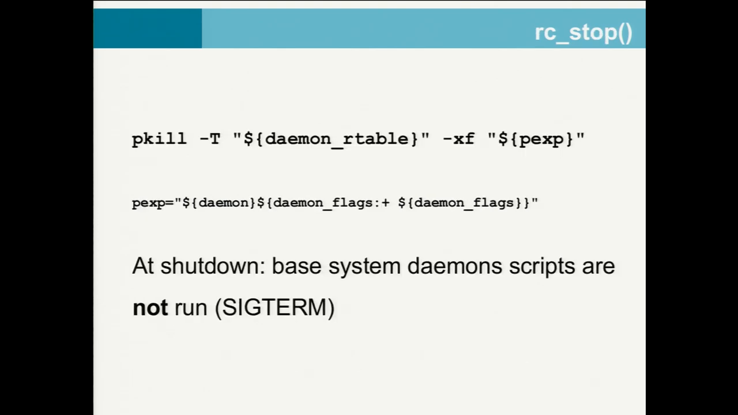We have rc_stop, which by default will run pkill against the daemon root table on the pexp. We use -xf because we want to match the entire process and arguments and match exactly that. The pexp is the important part here. pexp is what we use to actually match the process that we want to handle. By default, it's set to the daemon variable, so the path to the daemon, and if there are daemon flags, then a space and the daemon flags. So that's how, by default, we match daemons that we want to handle.